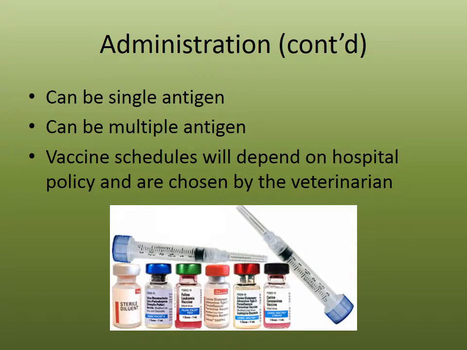So vaccines can be single antigen. Say the feline leukemia vaccine only vaccinates against feline leukemia. It can be multiple antigen, so we can take our FVRCP, so feline viral rhinotracheitis, calicivirus, and panleukopenia. So that's 3 different antigens in one. So multiple antigen or single antigen. And vaccine schedules, again, will depend on the hospital policy, and they are chosen by the veterinarian or veterinarians in the practice. So this is not something that you will have to choose, but you will have to become familiar with it wherever you are.